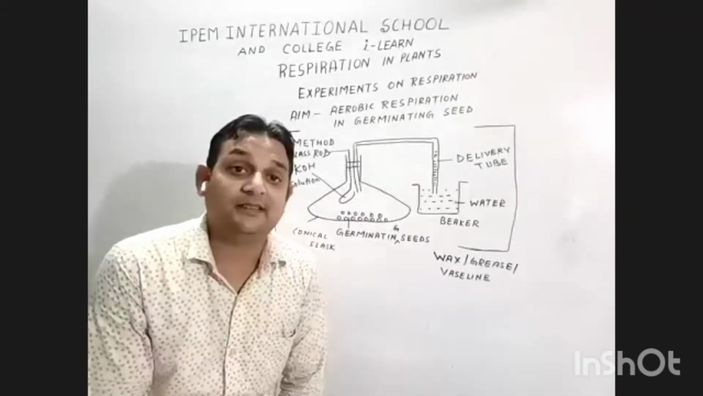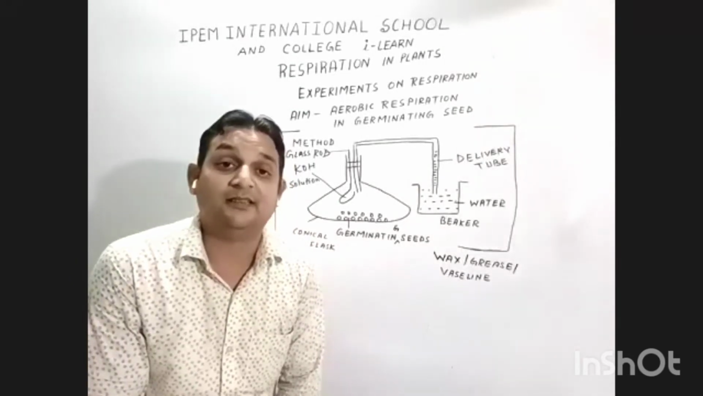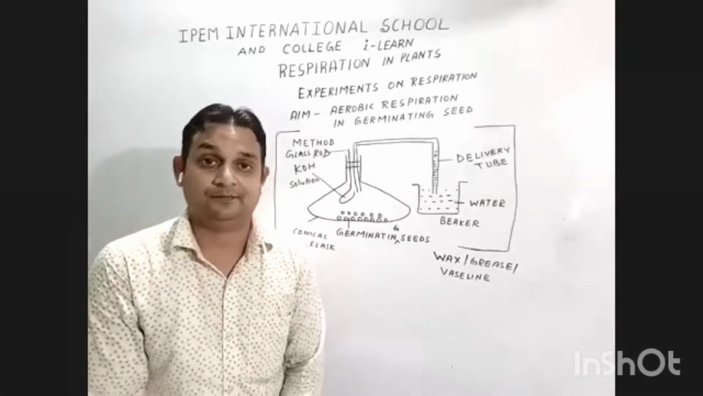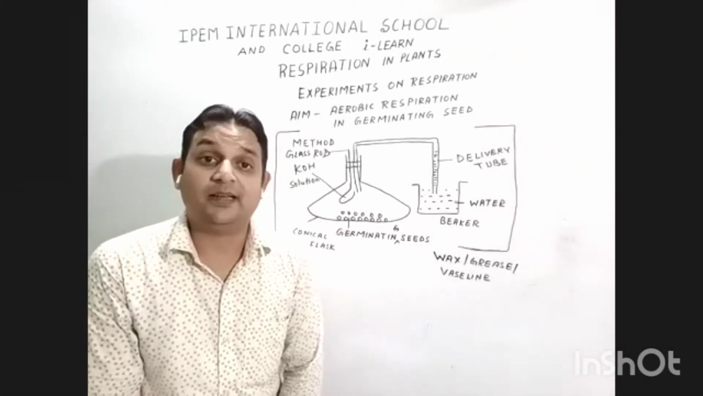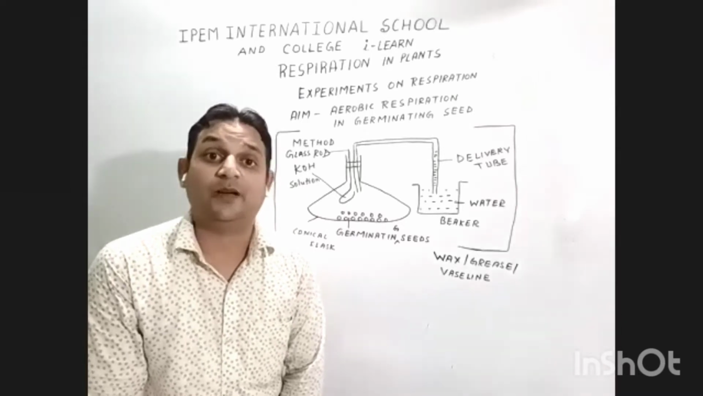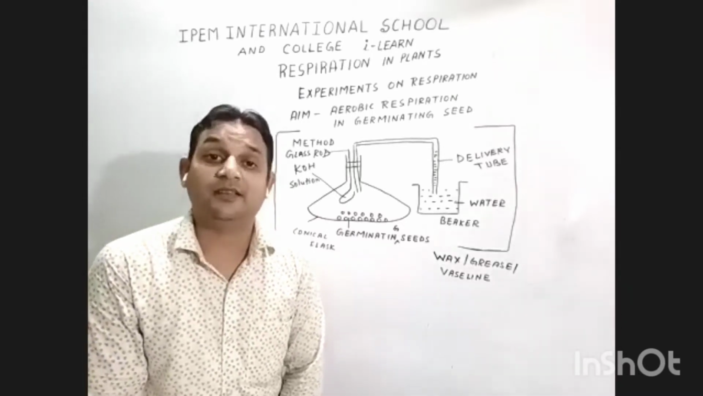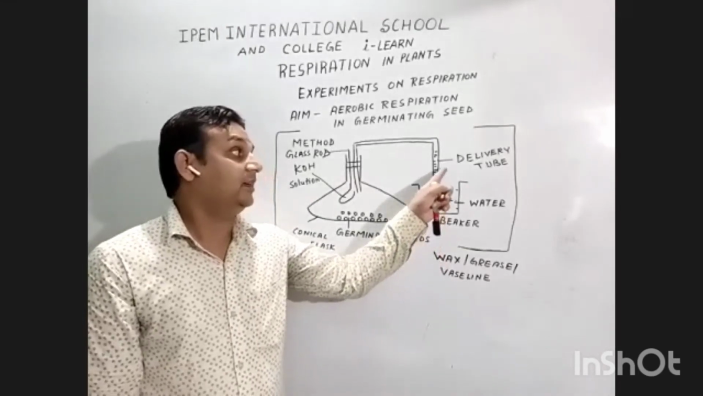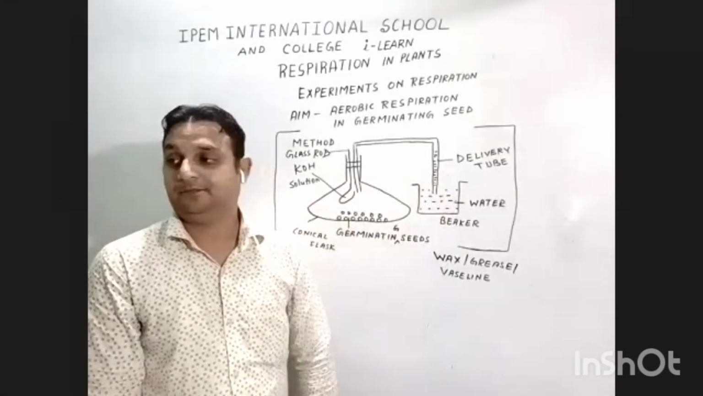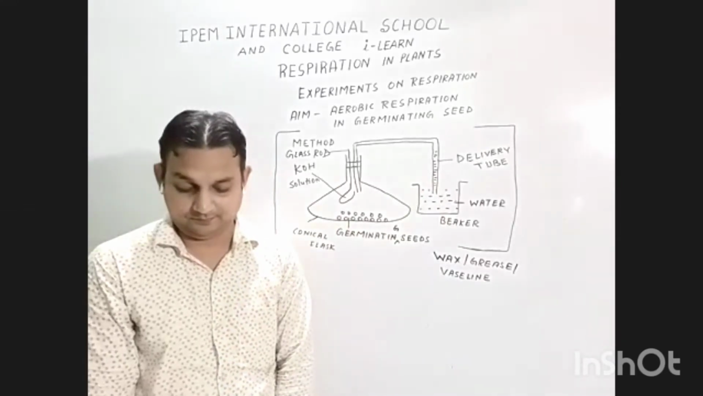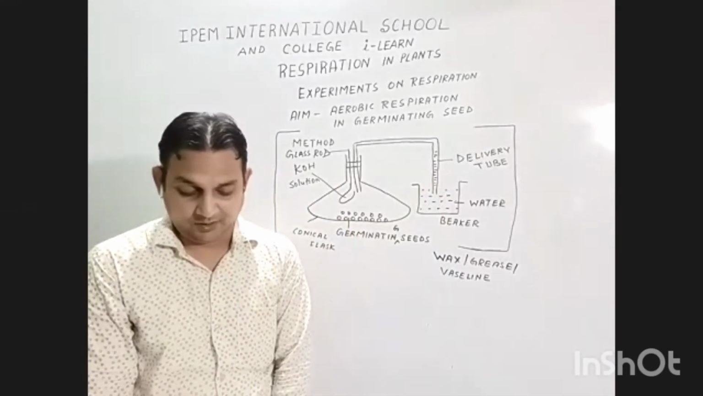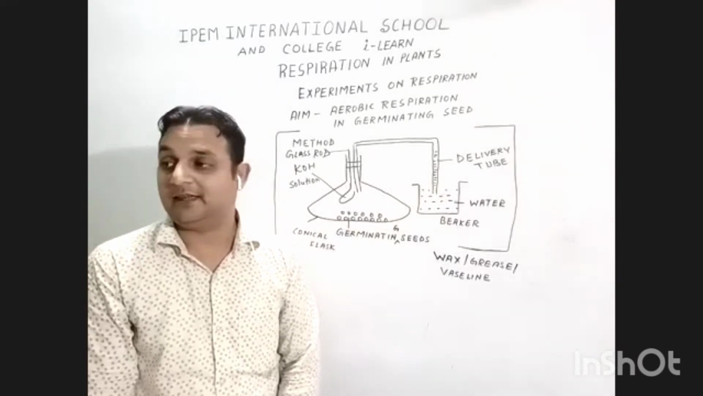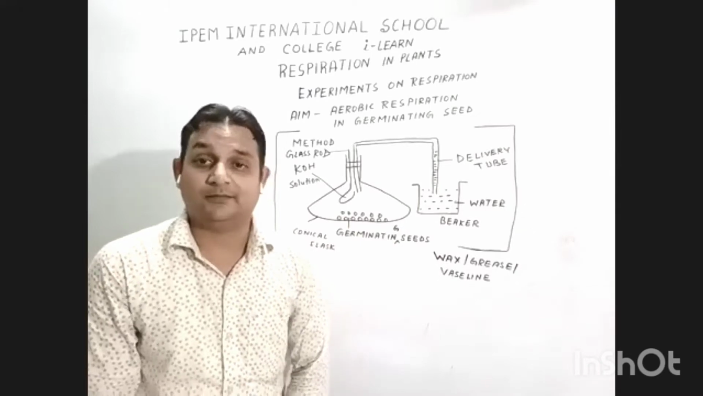Again, I'm repeating: germinating seeds respire aerobically, consume oxygen of the flask and produce carbon dioxide, which is absorbed by the KOH solution, creating a vacuum in the flask, which results in the rise of water in the delivery tube from the beaker. Got it clear, everyone? Next, conclusion.